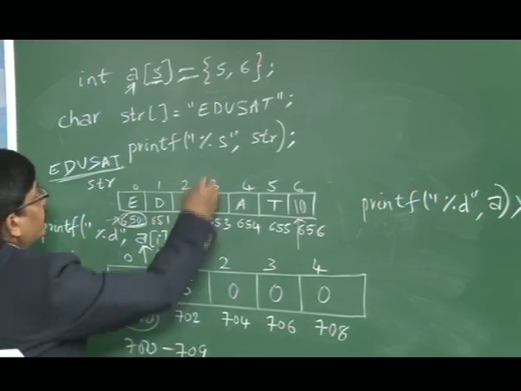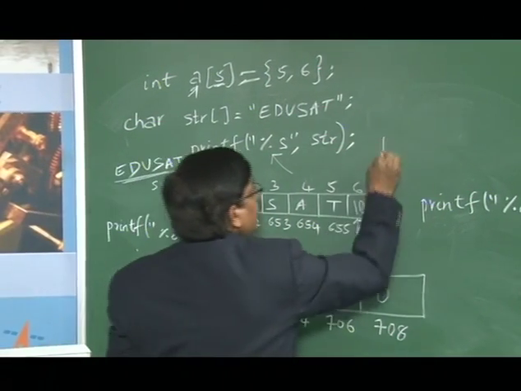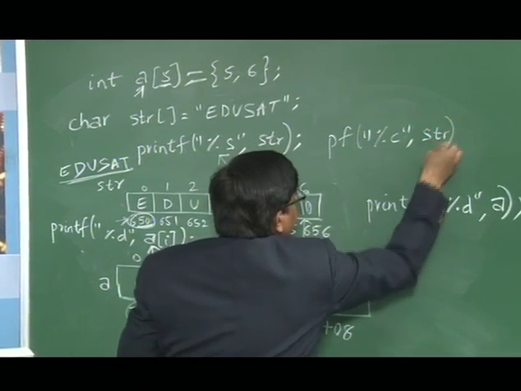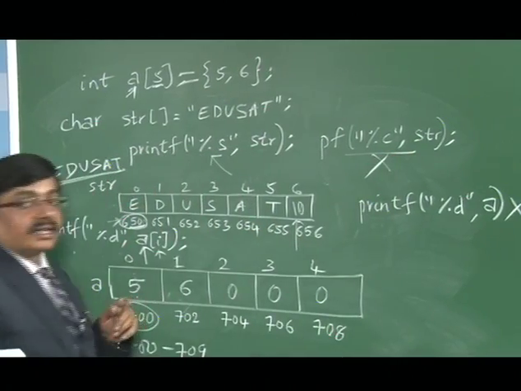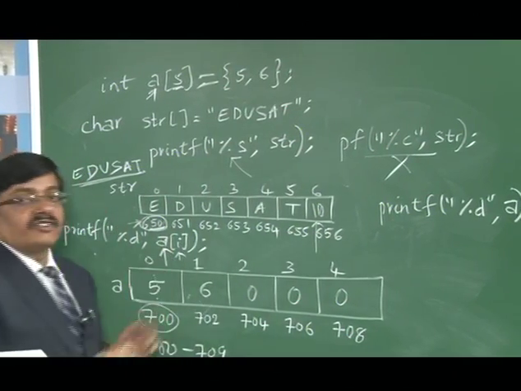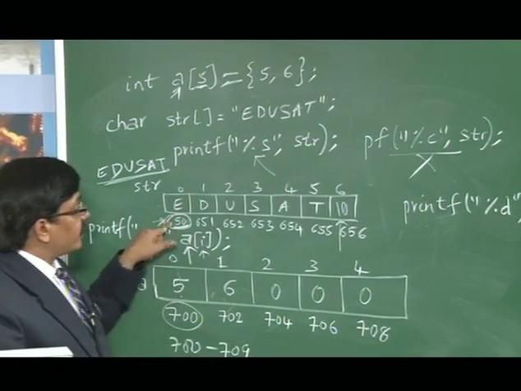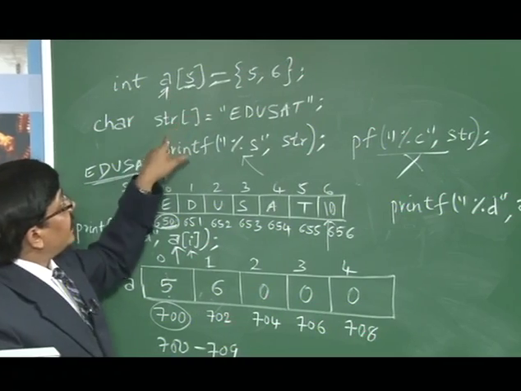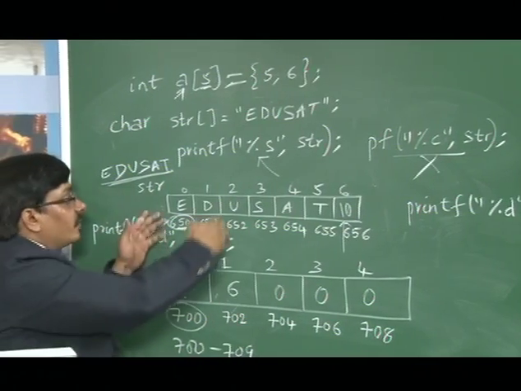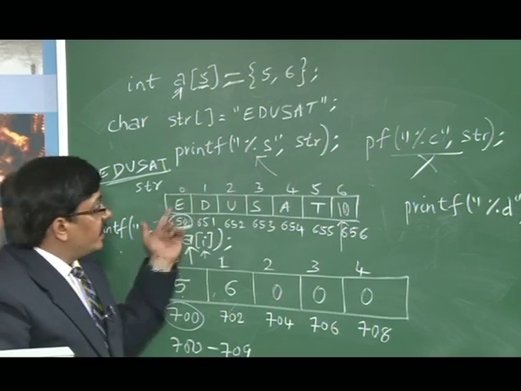And here I am using %s, which is the reason I am getting this string printed. If I am using pf instead of printf like this, then again this will not work. %c corresponds to a single character, whereas %s corresponds to a sequence of multiple characters. So when I am using %s, I can mention the base address of the array. The address of this array str is starting at 650. This is just an assumption. I am assuming that 650 is the starting address where the string EduSat gets stored. So the address must be specified when I am using %s.